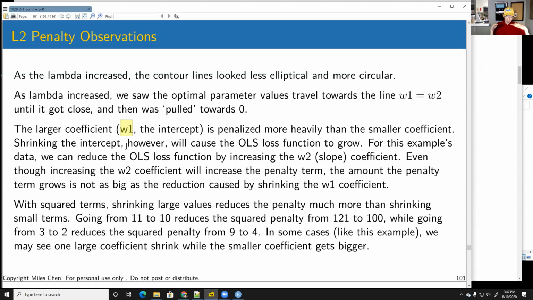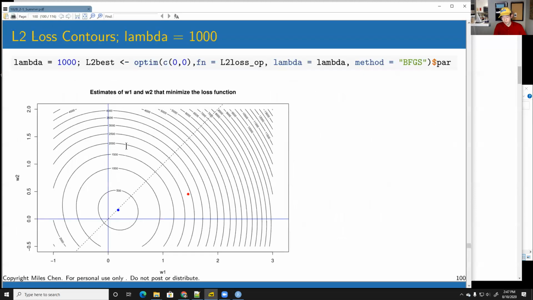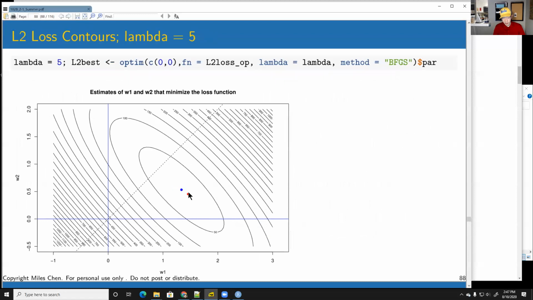What can happen is, even though we shrunk W1, we can offset the increase in the OLS by actually increasing W2, right? W1 is the bigger coefficient, and it starts off here. When we shrink W1, our OLS function does worse, and we can counteract the effect of our worse-performing OLS by increasing W2. So we're compensating for our worse performance by increasing W2.